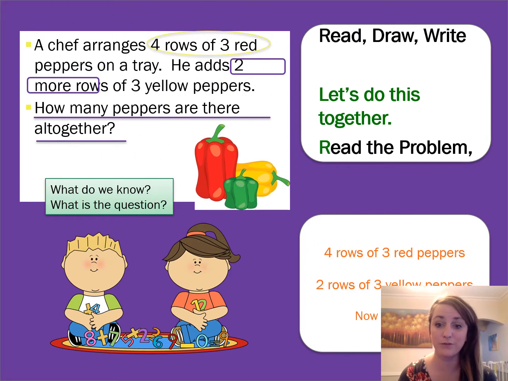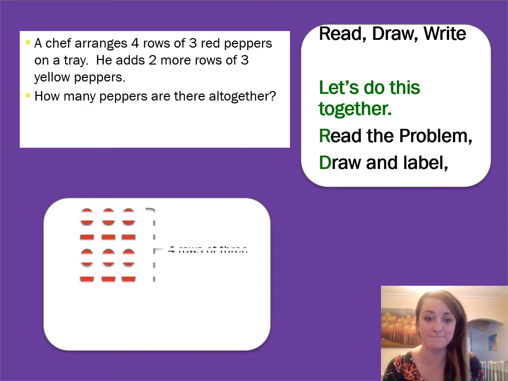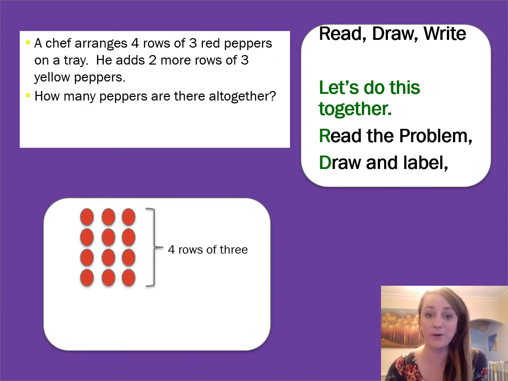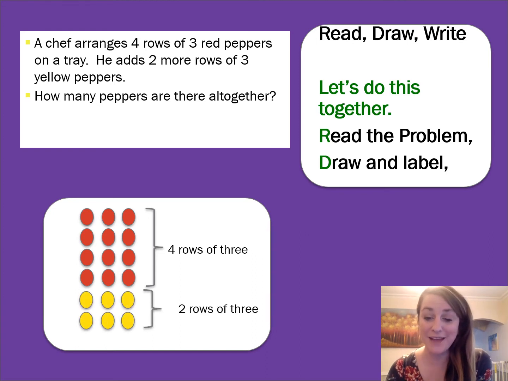We know that there are 4 rows of 3 peppers. And then we add 2 rows of 3 yellow peppers. Let's draw this information. We'll start with the 4 rows of 3 red peppers. Then we'll add 2 rows of 3, the yellow peppers.